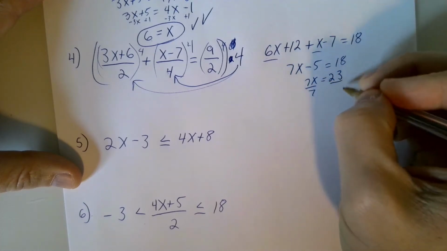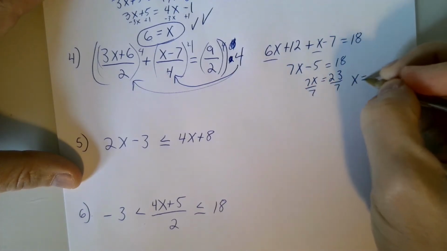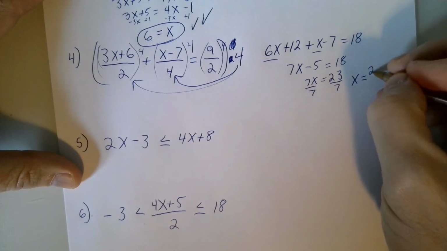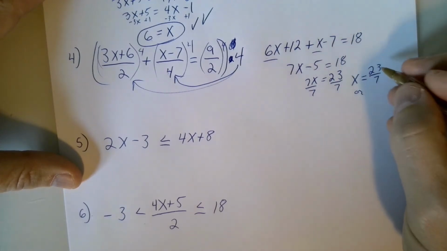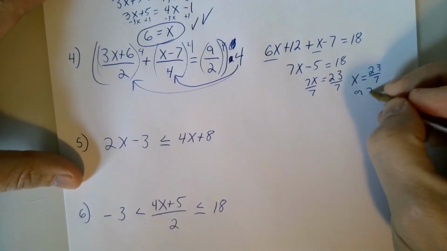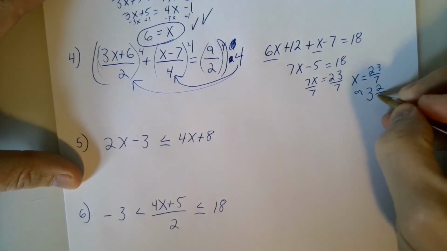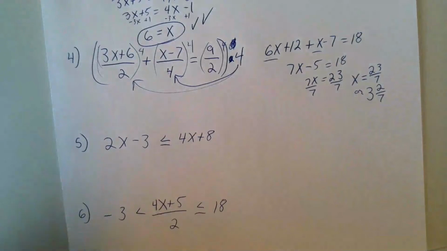Add 5, 7x equals 23. Divide by 7, and x equals 23 sevenths. Or if you want to reduce it, 7 goes in there 3 full times, so 3 and 2 sevenths. Either way, I'm okay. I like it.